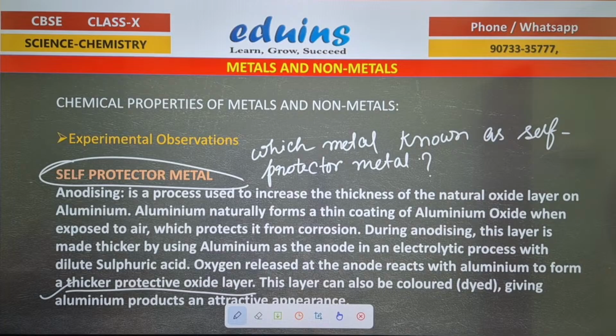So the process is by anodizing. This process increases the thickness of natural oxide layer on the aluminium. And aluminium naturally forms a thin coating of aluminium oxide when exposed to air. But when it goes through the anodizing process, the layer becomes thicker than the natural process. Okay. So this is the anodizing process also, and this is the self-protector metal portion. Okay. So do you have any doubt?